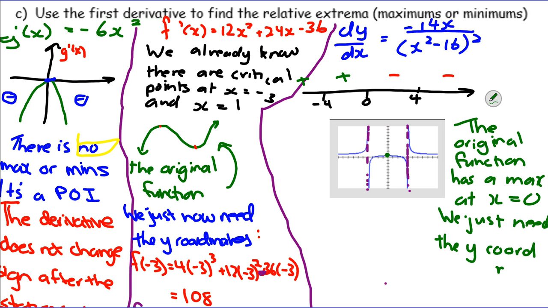To find the y coordinate, do I sub it into the blue thing? The original, good. So we sub it into the original. y equals x squared minus 9 over x squared minus 16, so 0 squared minus 9 over 0 squared minus 16. That's -9 over -16, which simplifies to 9 over 16. A negative divided by a negative is positive.